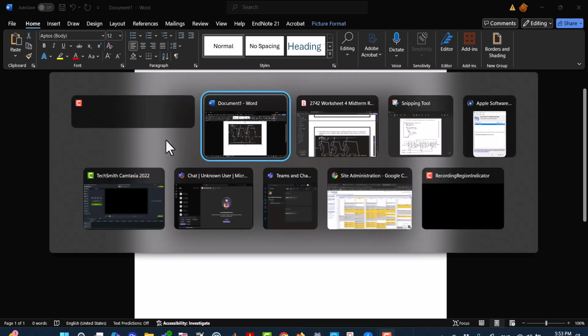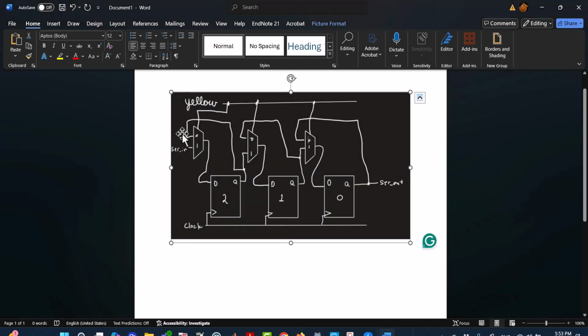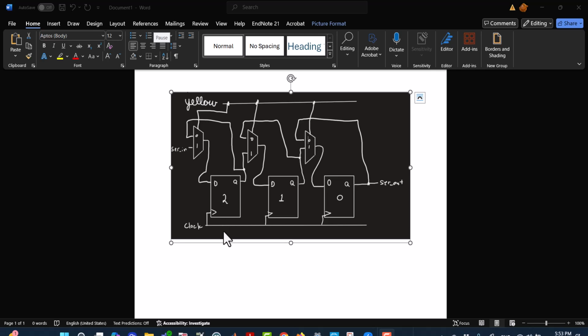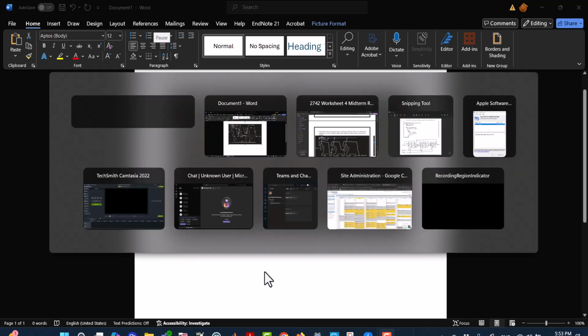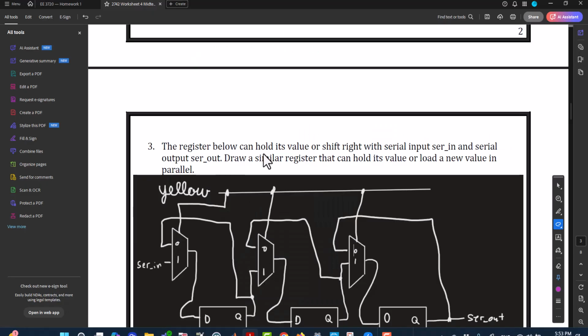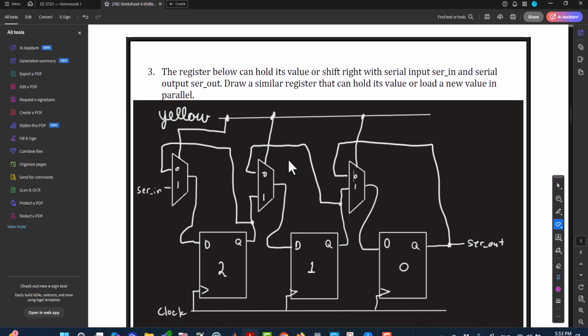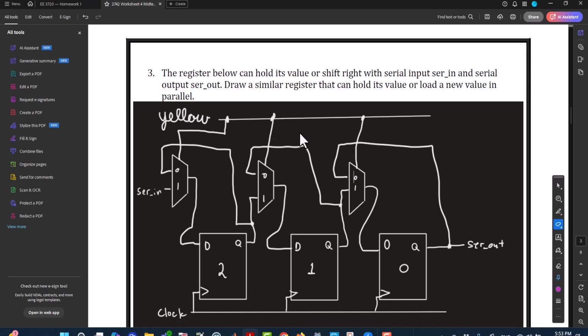Let's say that we need to write the Verilog that goes with this register right here. And let's see what the description of that one was. It says the register below. Actually, let's just go ahead and do this problem the way it is, but then we're also going to write the Verilog for it. The register below can hold its value or shift right with serial input, serial in, and serial output, serial out. Draw a similar register that can hold its value or load a new value in parallel.